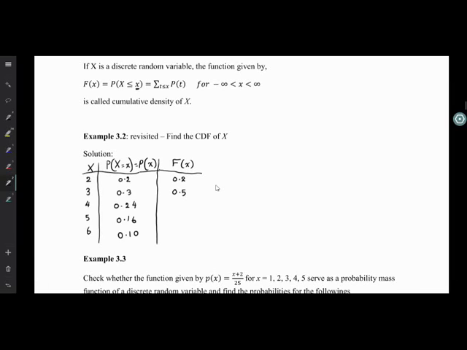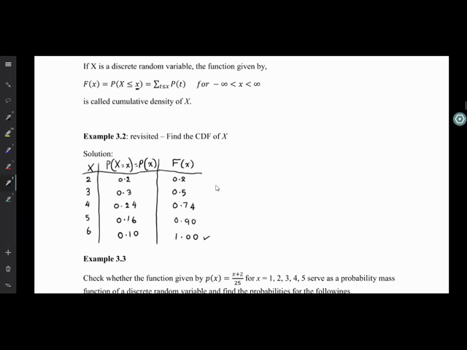When it comes to x equals 4, you have to add 0.24 to everything above it. So 0.5 plus 0.24 will be 0.74. When x is 5, you have 0.16 plus 0.74, which is 0.90. When x is 6, 0.1 plus 0.9, you end up with the total probability 1. So the probabilities are added one by one till the end.